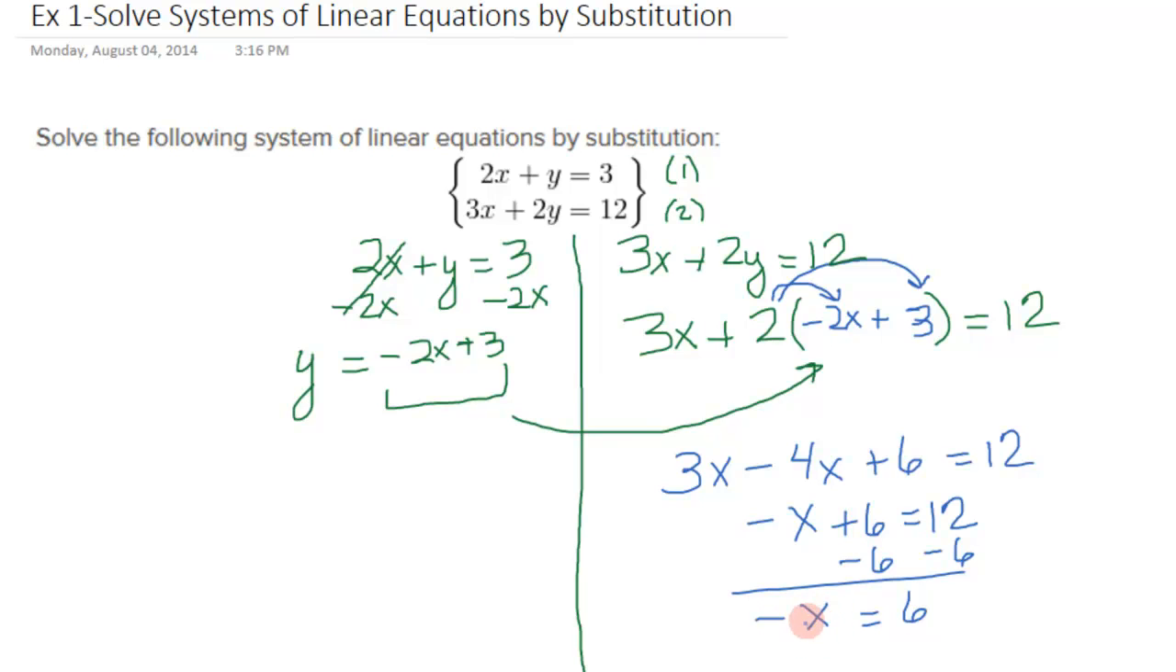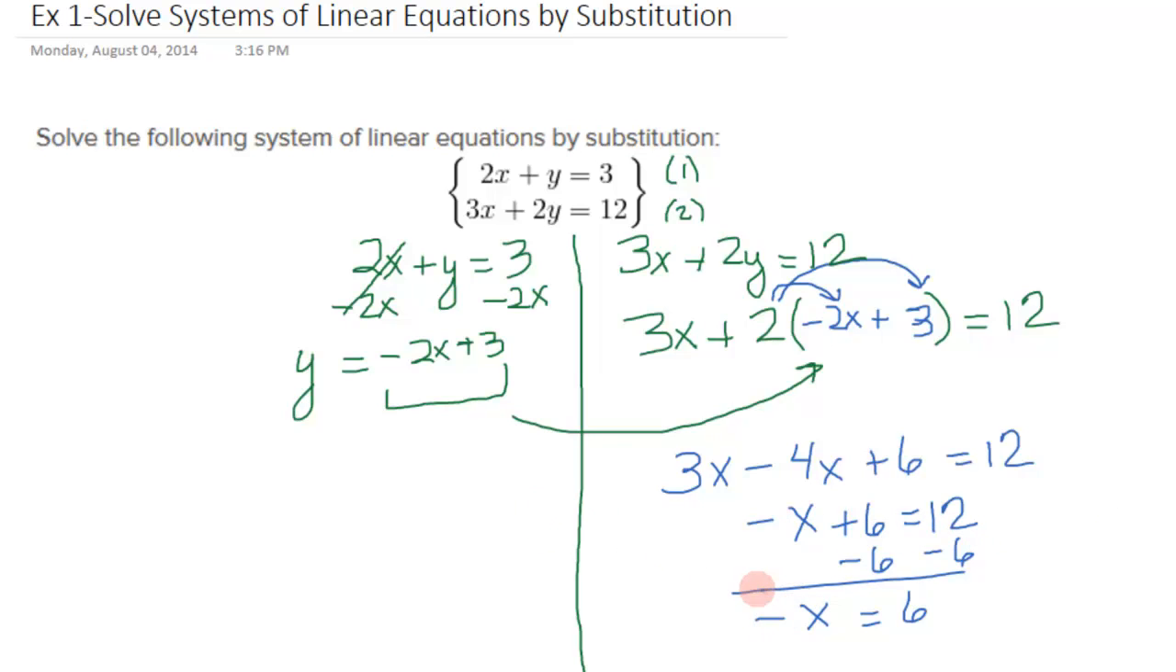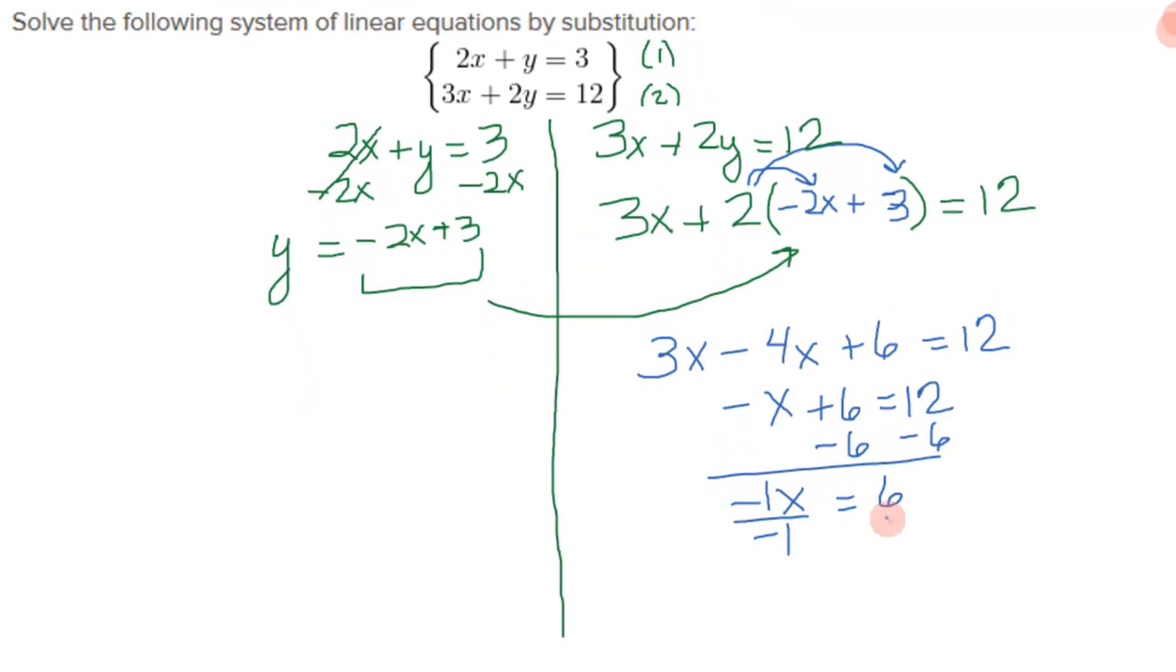Here, I need to just solve for x. This negative sign, as you know, represents a negative 1 coefficient. So we're going to divide both sides by negative 1 because we want x by itself. So x is equal to 6 divided by negative 1, which is negative 6. So what have you found? You have found the x coordinate of the point where the two lines meet, but you still need the y coordinate of the point.